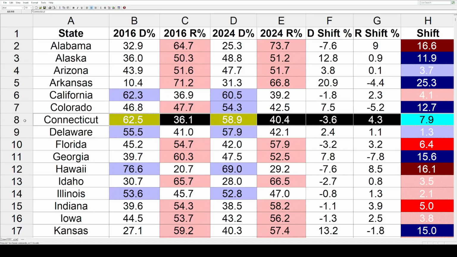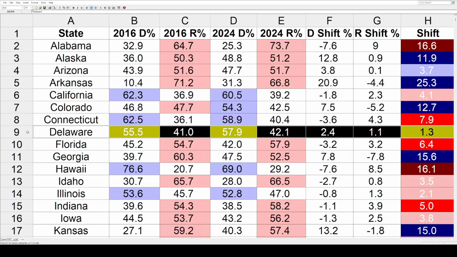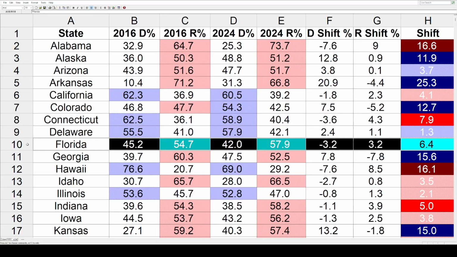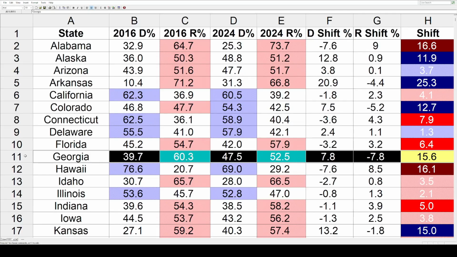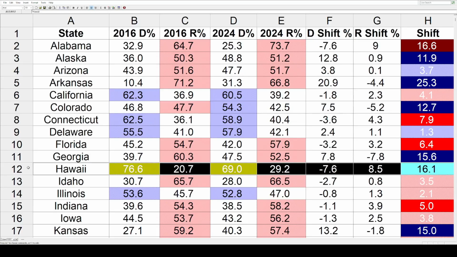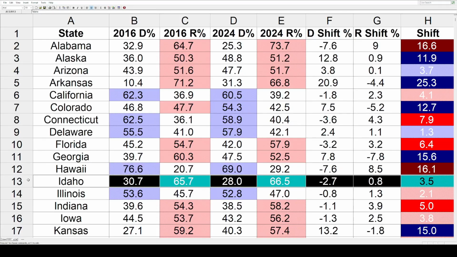Connecticut got redder by 7.9%. Delaware got a little bit bluer by 1.3%. Florida took a lurch to the right by 6.4%. Georgia took an even bigger lurch toward the left by 15.6%. Hawaii, an even bigger lurch back toward the right by 16.1%. Idaho, a smaller red shift of 3.5%.